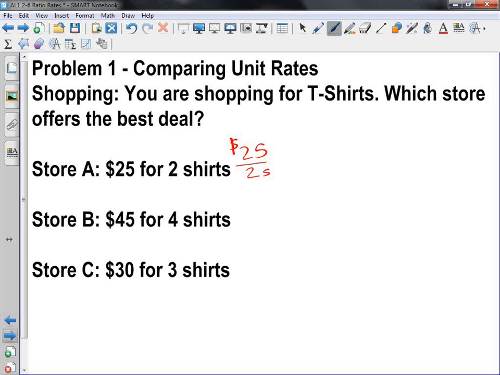Well, let's look at the top, the one we just did. Where did we get this 25 from? So we got this $25, does it look like that right there? So on store B, what's going to go on the top of the fraction? 45. And the bottom is going to be what? 4 shirts. All right, Eric, store C.